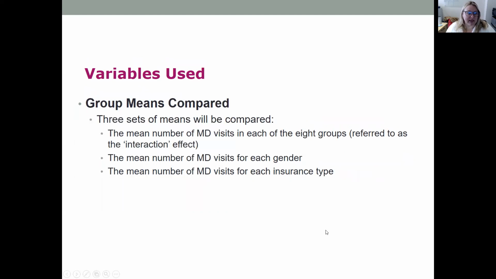What the Way Anova test does is it compares group means. And so we're looking at means, and this again is for normally distributed data, parametric data. 3 sets of means are compared. We would compare the mean number of physician visits in each of the 8 groups. So in each of those 8 groups, we would have a mean number of visits, and that's referred to as the interaction effect. We would have the mean number of visits by gender for each gender, so that's 2 different means, and then the mean number of physician visits for insurance type, and that would be 4 different means.